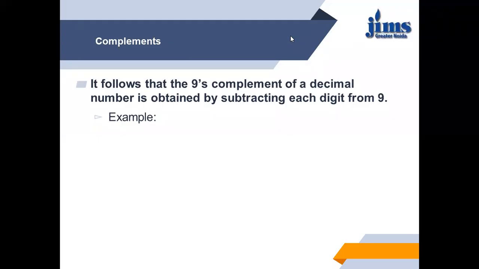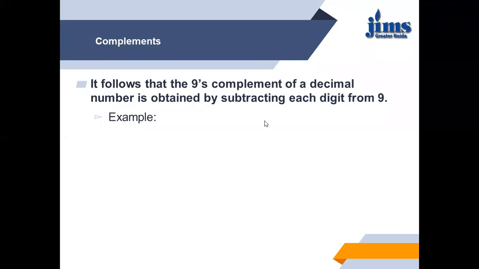So let us take a quick revision of what we have studied in the last lecture. There are two types of complements. One is diminished complement, another one is radix complement. Diminished complement is r minus 1's complement, and radix complement is r's complement, where r is the base of the number system.